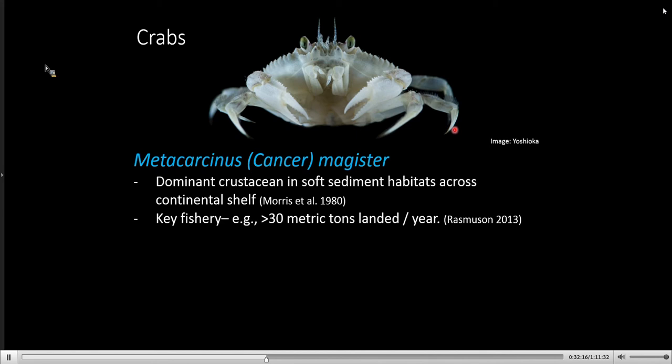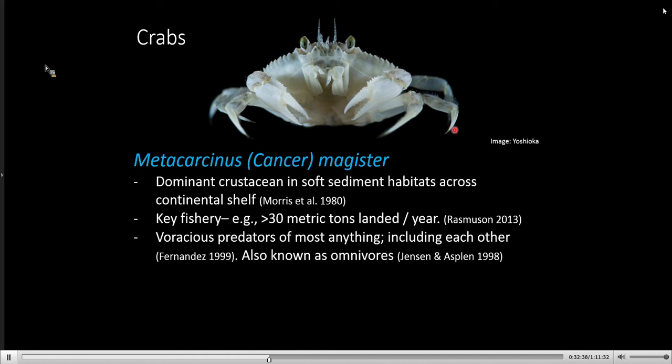It's a dominant crustacean out here, and it generates quite a lot in terms of its value as a fishery. Over 30 metric tons are landed between Oregon, California, and Washington each year. I mean, that is mind-blowing. That's a huge amount. And it's a voracious predator, so it's really interesting from that perspective. It's known to eat almost anything. They're known to eat each other, and they're also known as omnivores.